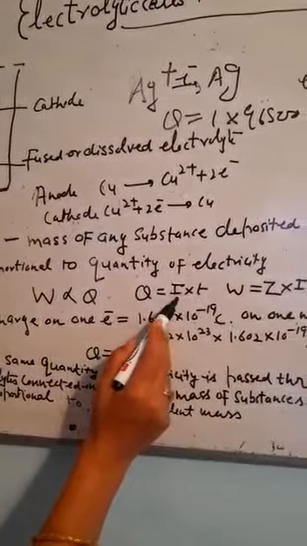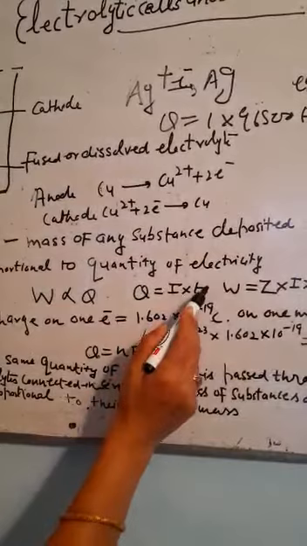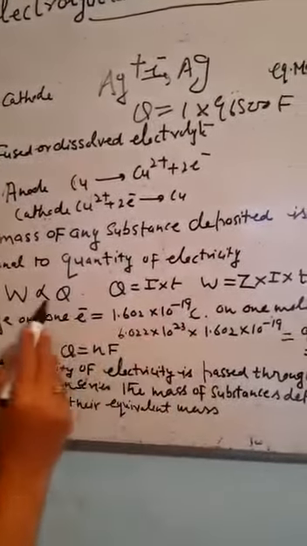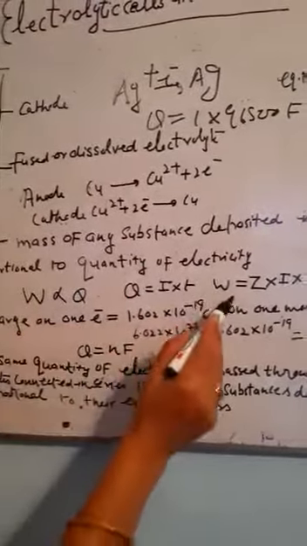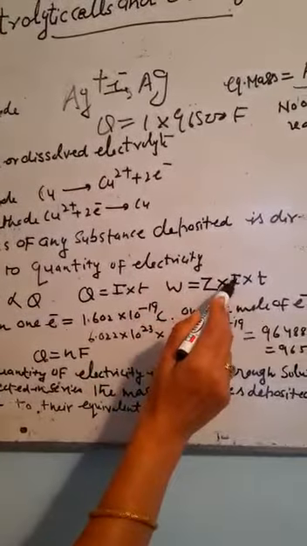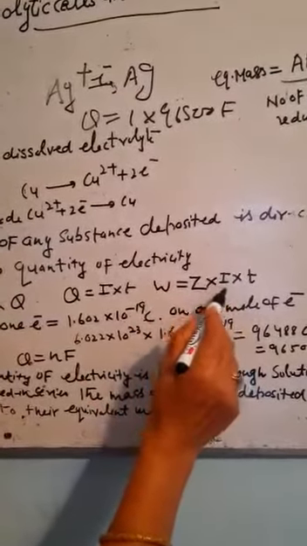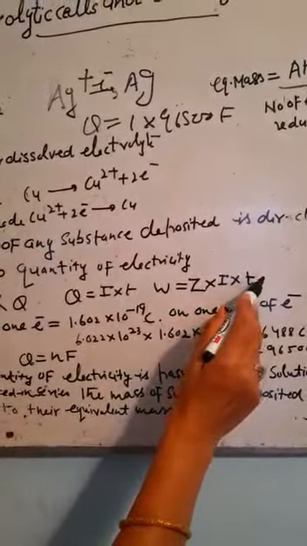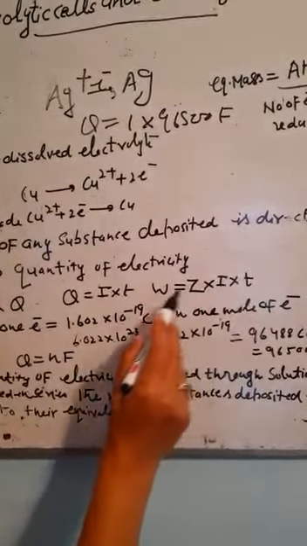I is current in ampere, T is time in second. If we take the sign of proportionality, W is equal to Z into I into T. If I is 1 ampere and T is 1 second, W is equal to Z.